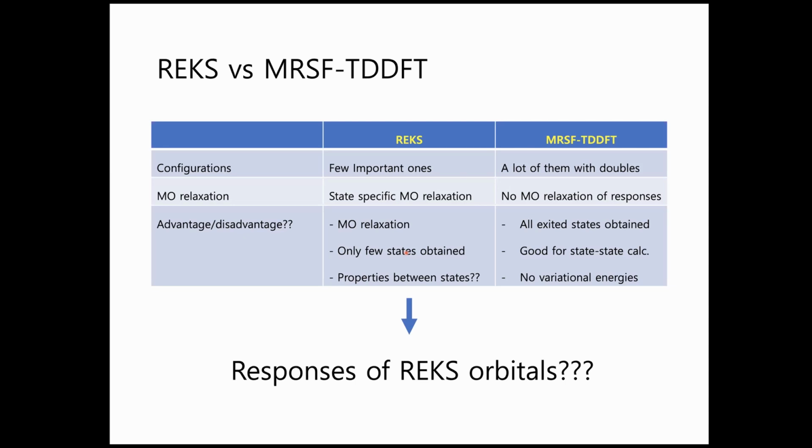I'm not talking about which is better or not. I'm talking about the practical, computational side. If you have the same set of orbitals between different states, it's much easier to calculate spin-orbit coupling, kind of a between-states property calculation. So in that regard, MRSF is better.